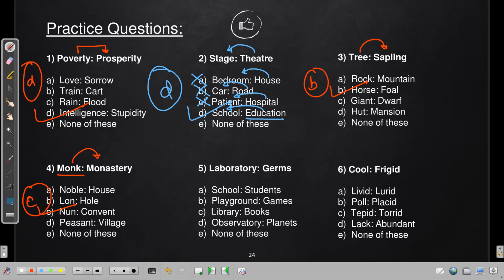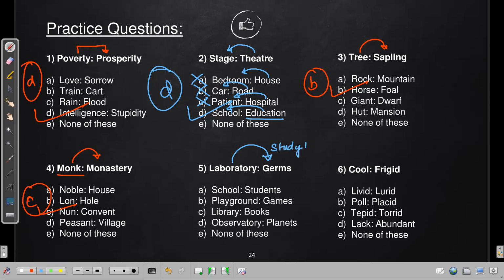Now, interesting one. So you'll have to construct a sentence, because in laboratory you find germs, in school you find students, in playground you find games, in library you find books, observatory you find planets. So everything makes sense. So let's say I'll have to construct a sentence in such a way that I'll say something like that. In laboratory we study germs.